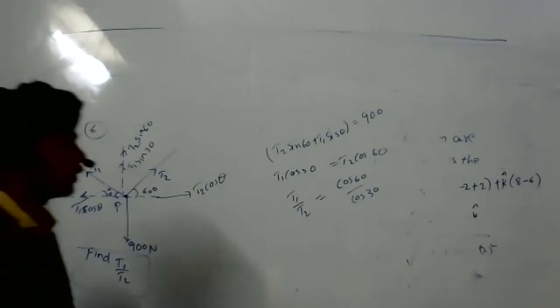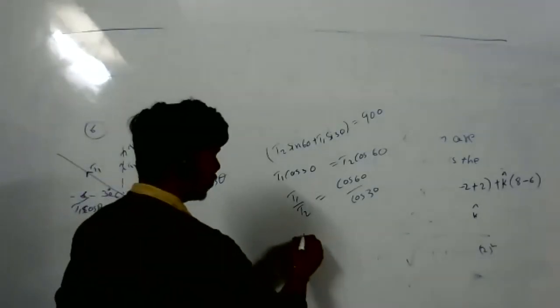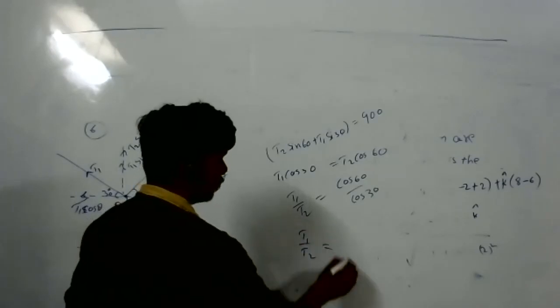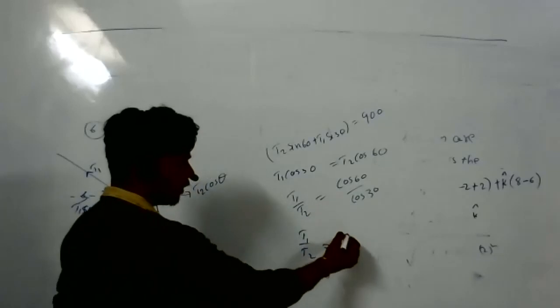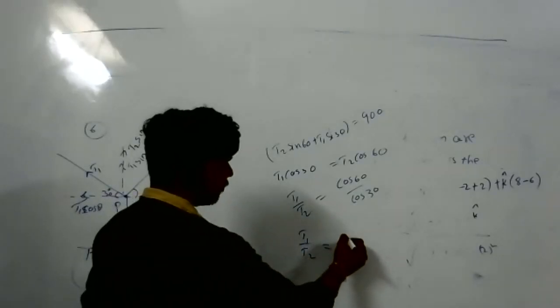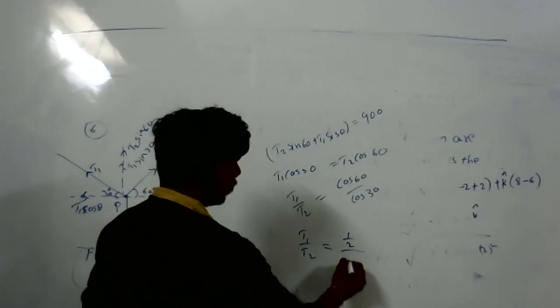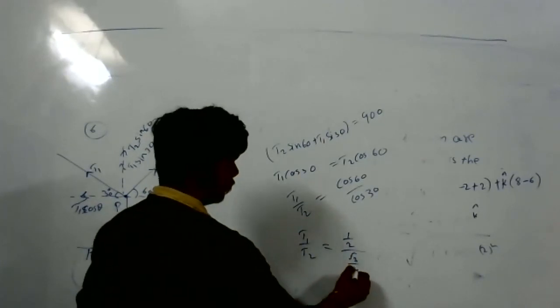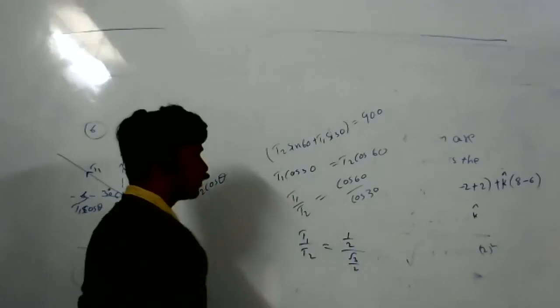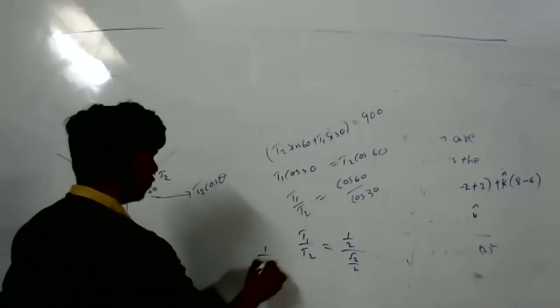One by √3. Sir, √3 only. Yes, √3. Cos 60, how much? Sir, 1 by 2. So you get 1 by √3. Yes, 1 by √3, sir. That's what.